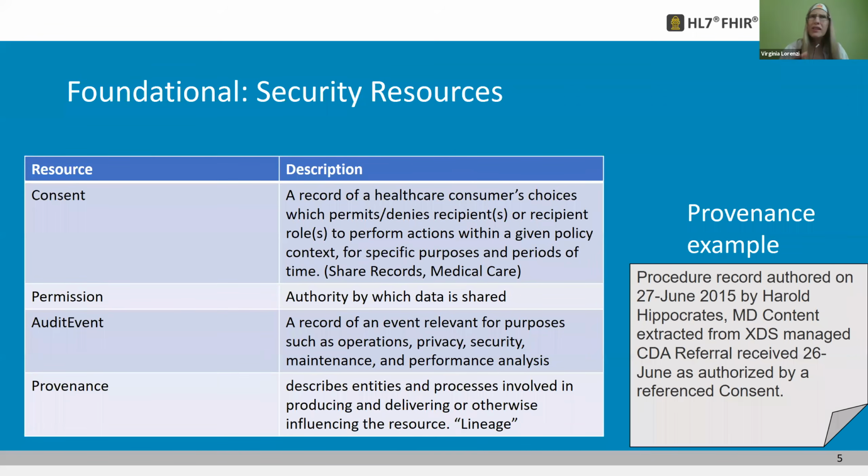And provenance, which is similar to audit event, a little bit overlapping, but has a different perspective. And this is the lineage of a resource. Where did this resource come from? It describes the entities and processes involved in producing and delivering or otherwise influencing the resource. If you look to the right, I have a narrative, kind of an example of what would be contained in a provenance resource.